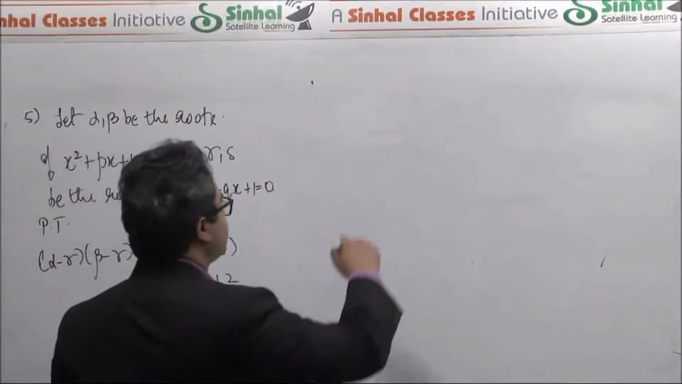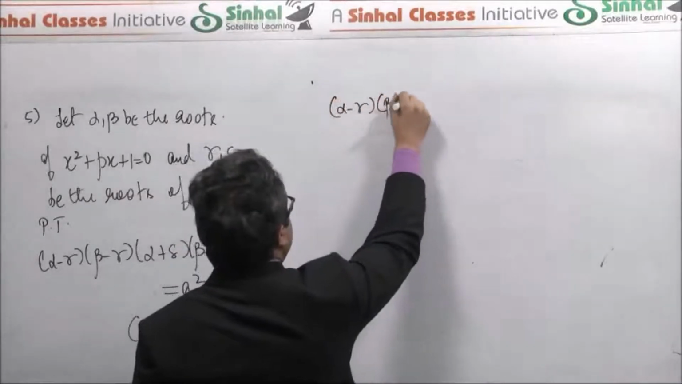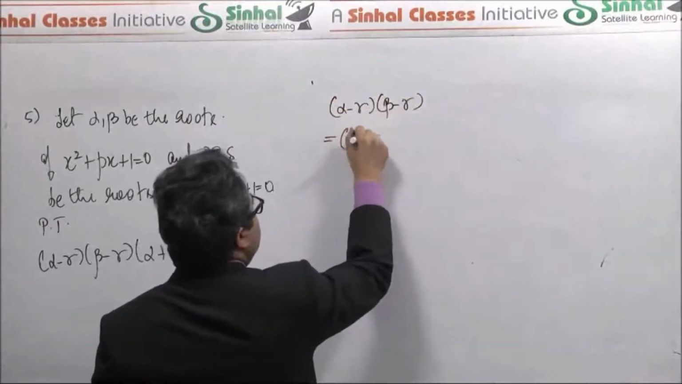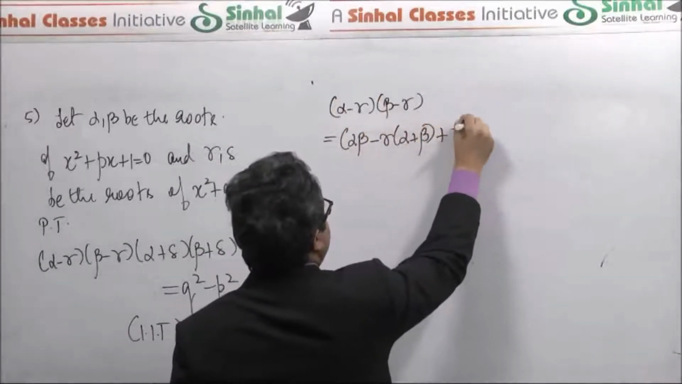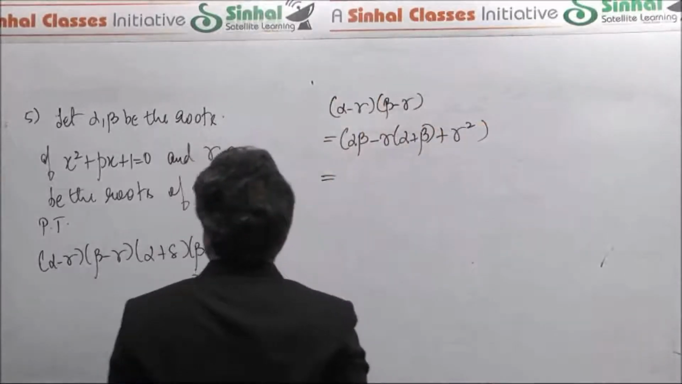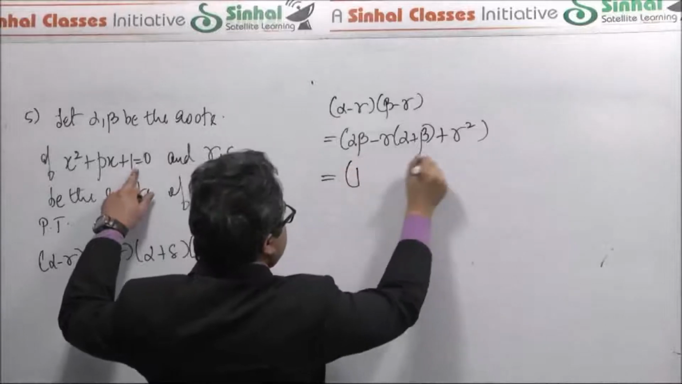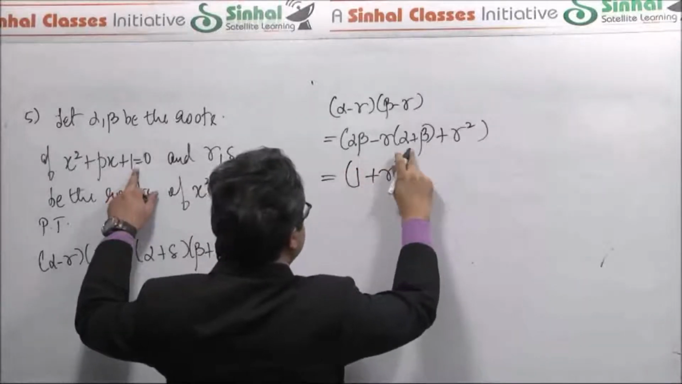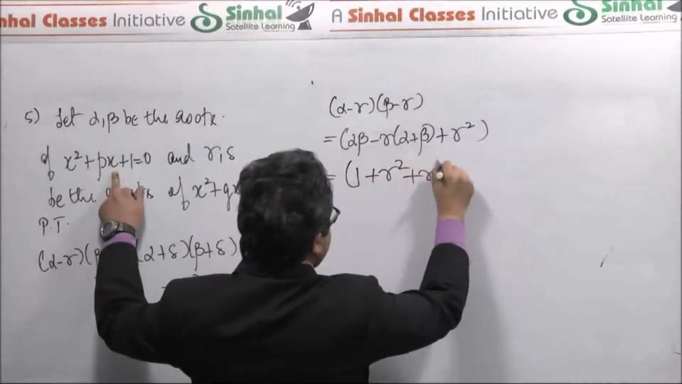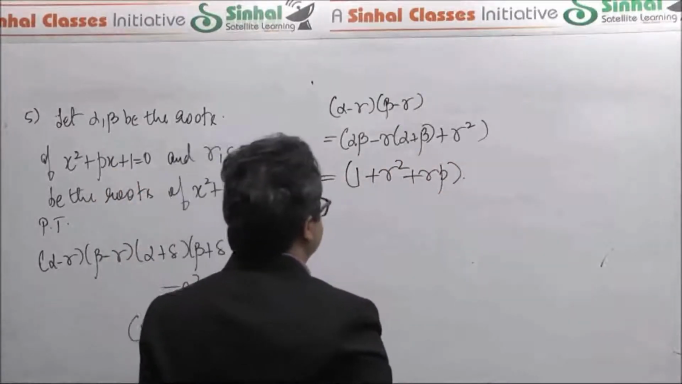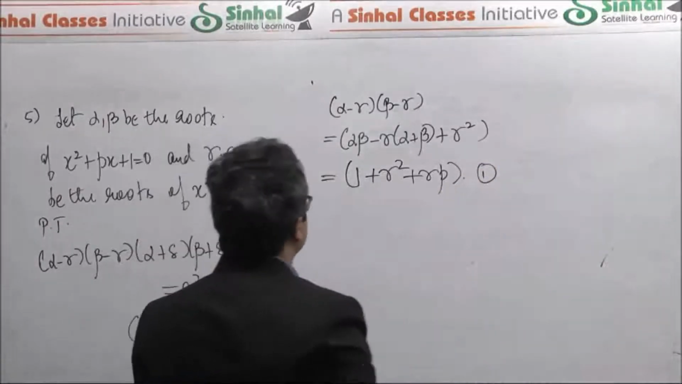So let's multiply the first two first. So if I take alpha minus gamma into beta minus gamma, that should be alpha beta minus gamma into alpha plus beta plus gamma square. But alpha and beta are the roots of this equation. So alpha into beta is 1 plus gamma square minus alpha plus beta itself is minus of P, so I get plus gamma times P. So the product of the first two brackets gives me this expression.